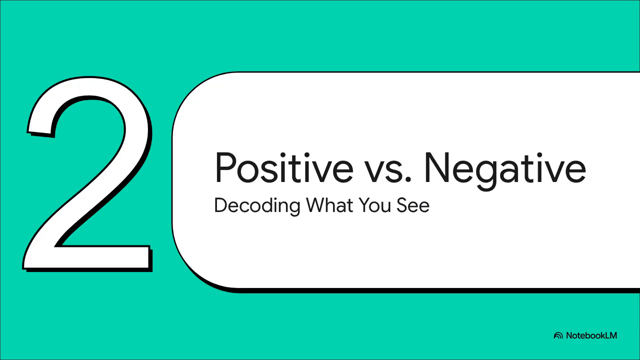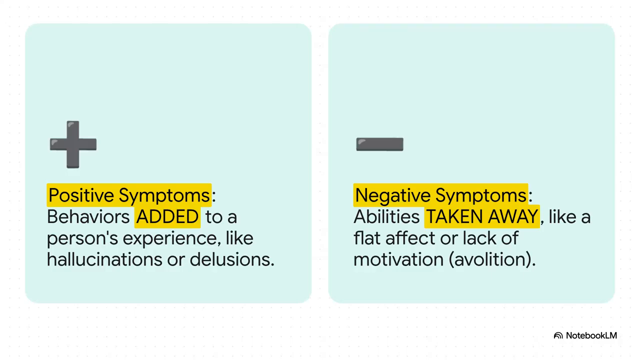Next up, let's decode the symptoms. For the NCLEX, you absolutely 100% have to know the difference between positive and negative symptoms. So let's break that down right now. This is such a core concept, and here's the easiest way to think about it. It's like simple math. Positive symptoms add things to the person that shouldn't be there, like hearing voices. Negative symptoms subtract or take away normal abilities, like motivation or showing emotion.